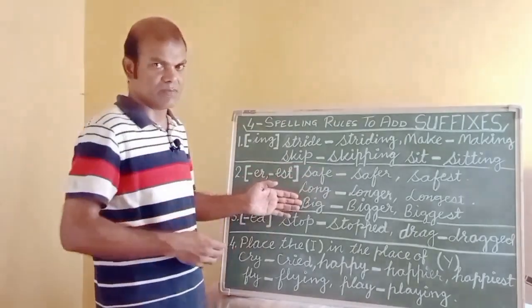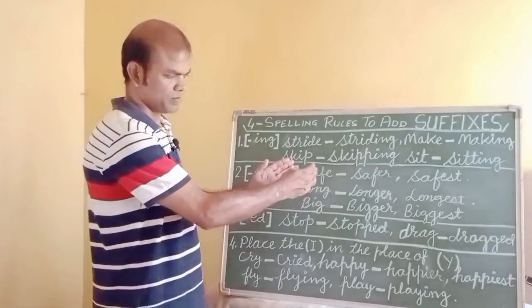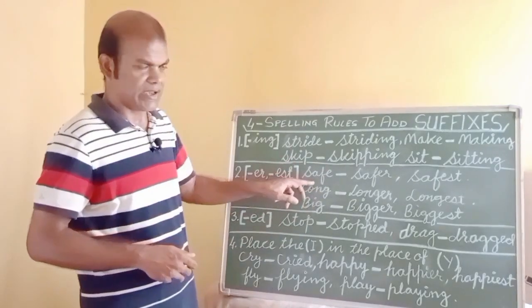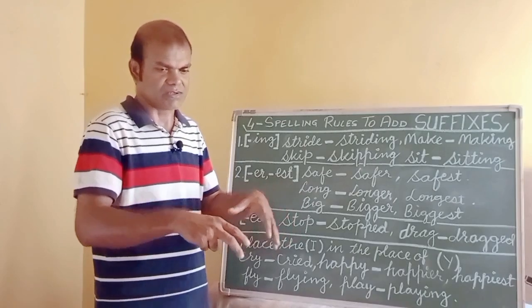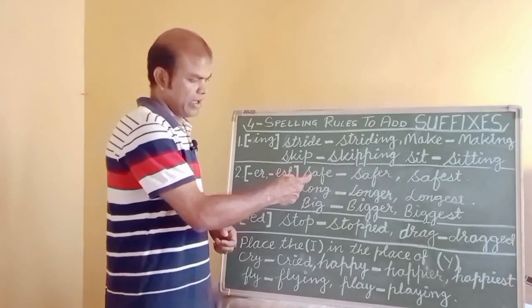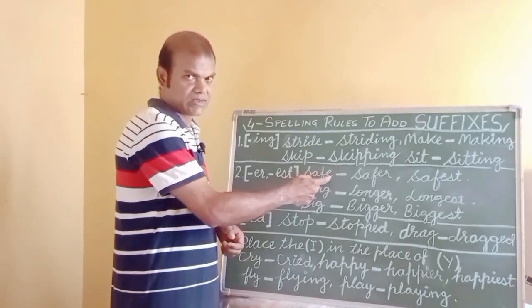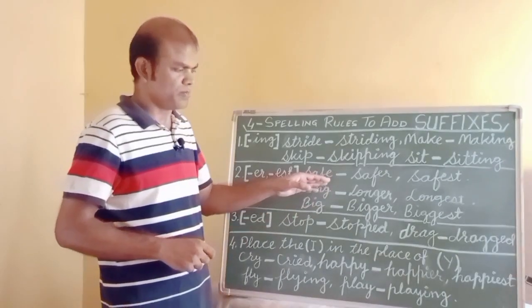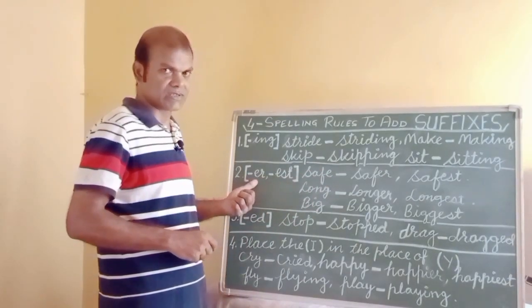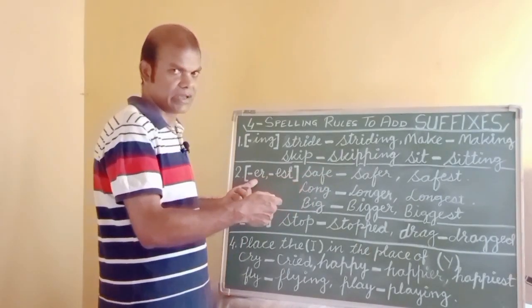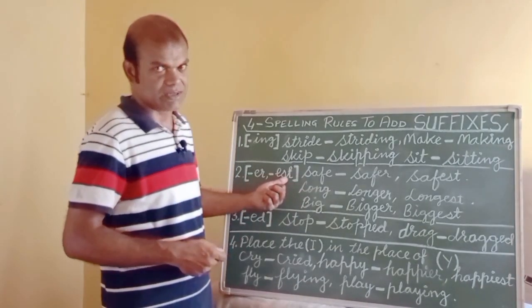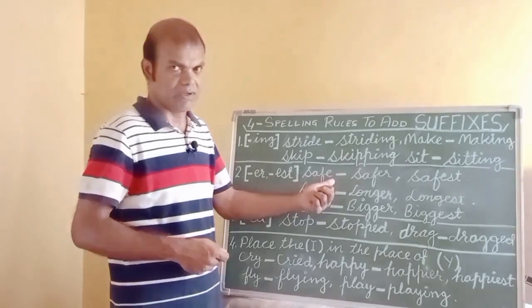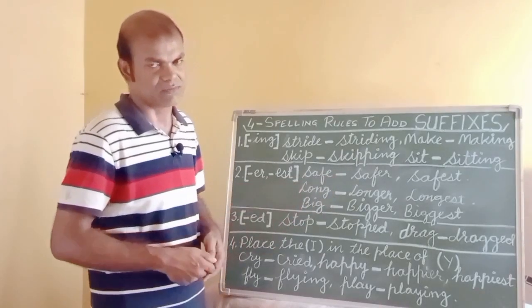These are the positive adjectives, the main words. Safe. Safe means something is secured, it is not in danger, and in this word you can see the e at last. We'll drop the e to add the suffix er to form the comparative degree, or we'll add est in place of the e to form the superlative degree.